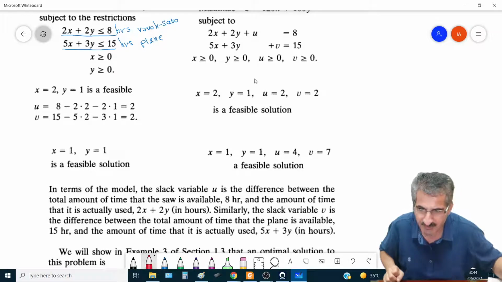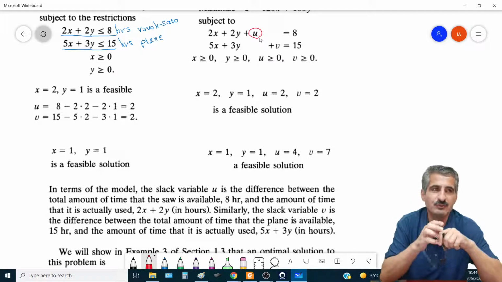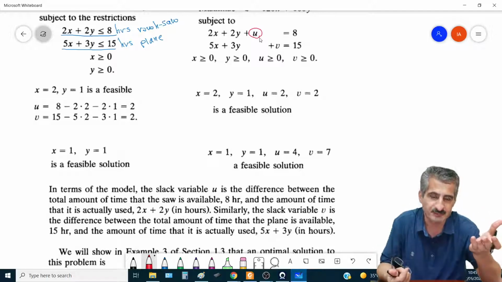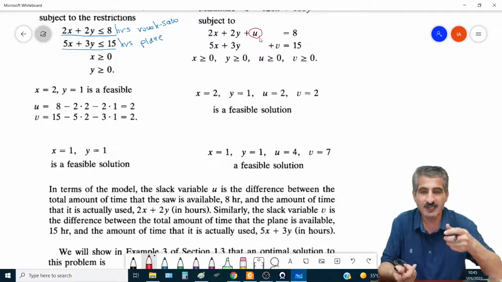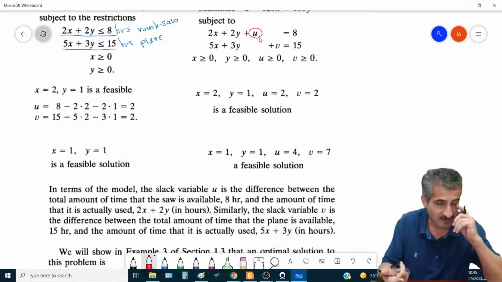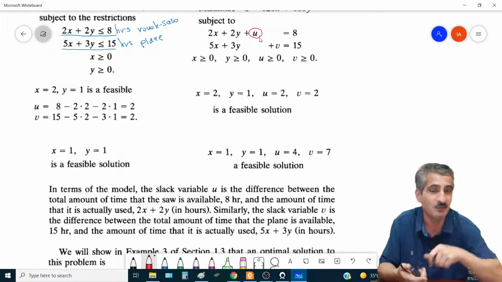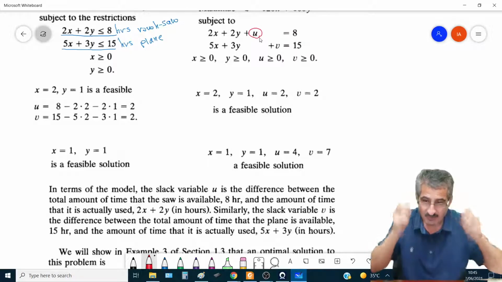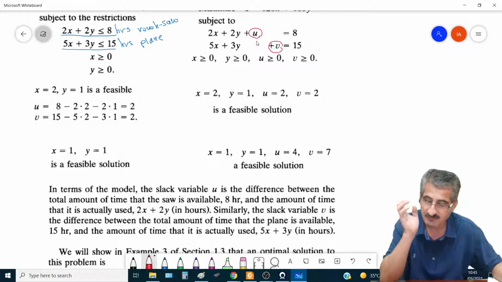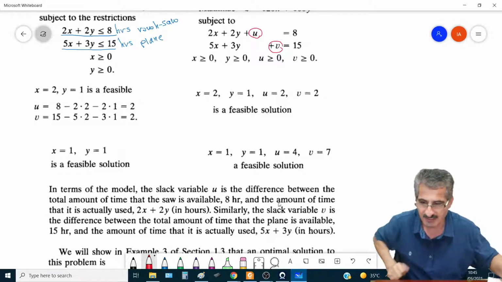Therefore u here means the time you did not use on this machine. So u means the difference between the time you can use the machine, which is 8 hours, and the amount you used the machine. You can use it 8 hours, but your best solution may be not to use it 8 hours, but 7 and a half. Why? Because you want the other time to go to the other machine to give more profit. Possible. And also v is the difference between 15, the availability of the planing machine, and how much you worked on it. And this is what it says here.